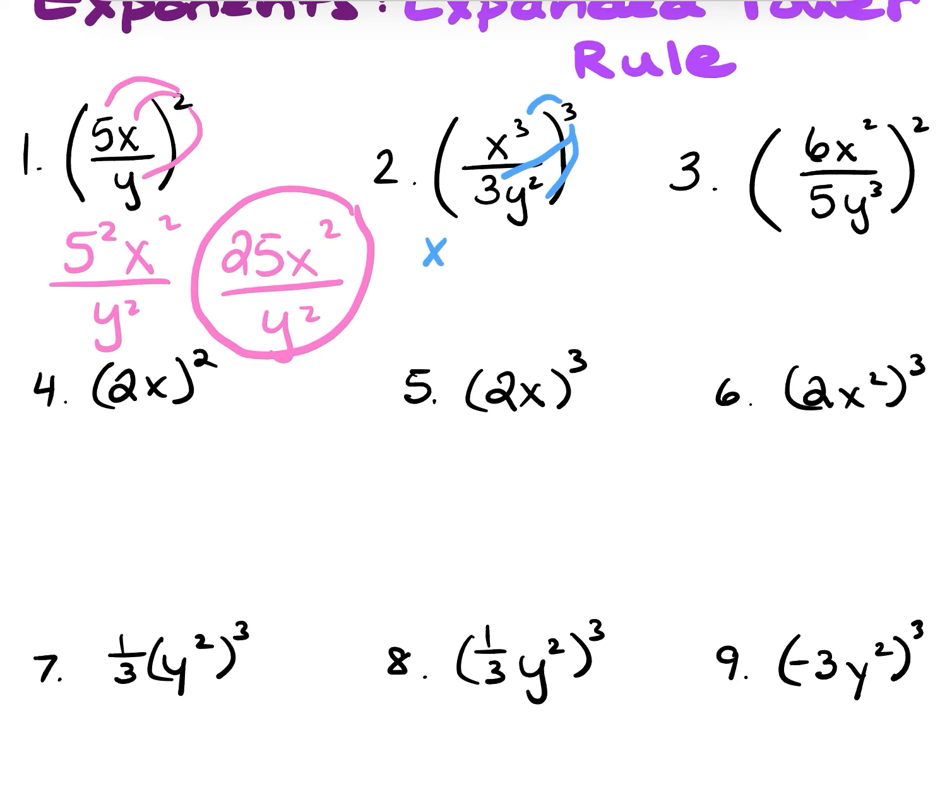And I'm going to write that out actually. So x to the 3 times 3, 3 cubed, y to the 2 times 3, x to the 9th, 3 to the 3rd power, 3 times 3 is 9, 9 times 3 is 27, y to the 6th.